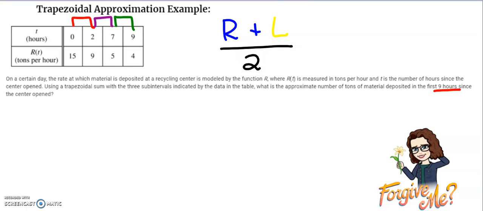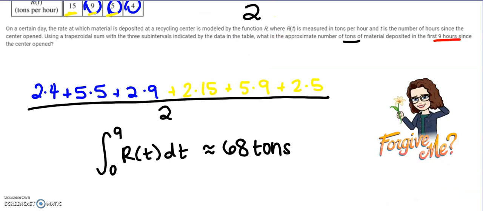Again, sorry for the small font. Okay, so I got my right-hand rule in blue and my left-hand rule in yellow, and I came up with 68 tons. I want to talk super quick about units.